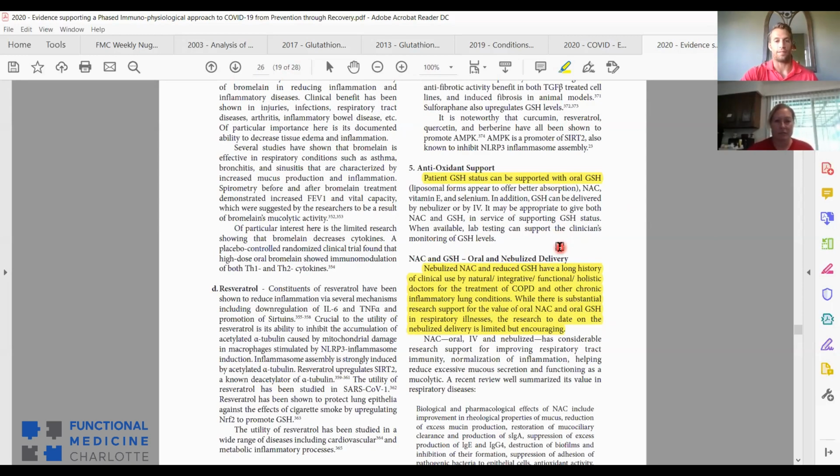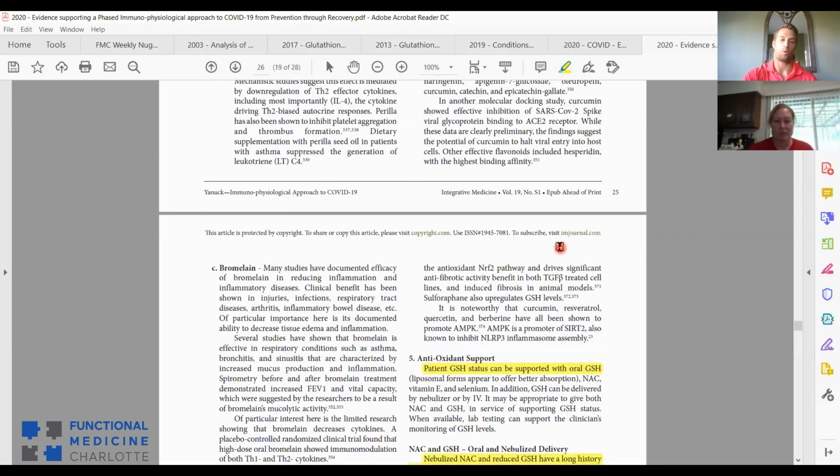So this is a discussion of glutathione and its importance for every mammal on Earth, not just humans, but for every human, and especially every human who's worried about being infected.